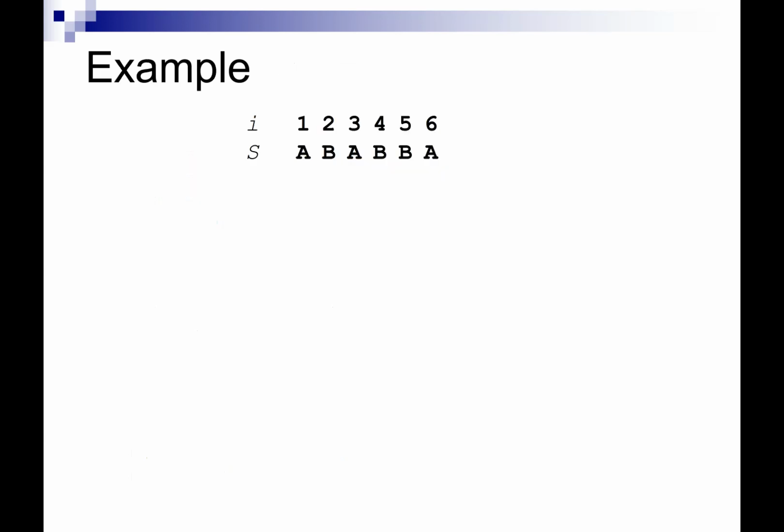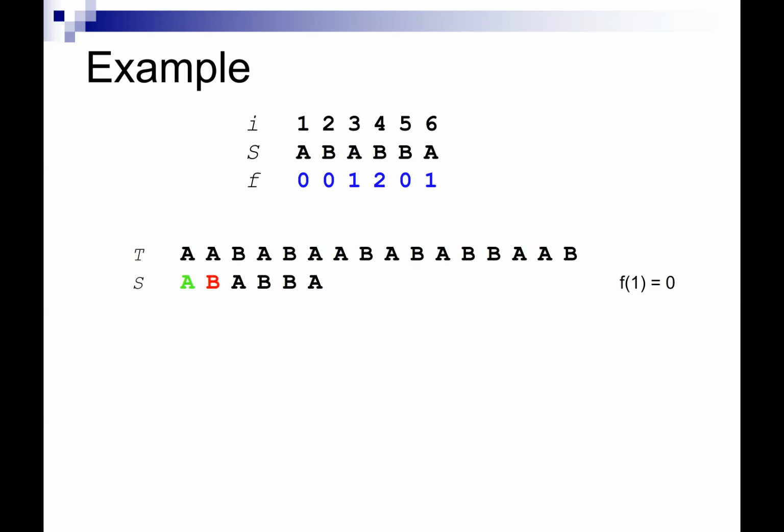Okay, so now before we finish, let's just do one complete example of this algorithm. We start with S, and we need to compute the failure function of S. It turns out, this is the failure function. And then next we're going to use this failure function in order to match S to T. So we start at the very beginning of S and T.